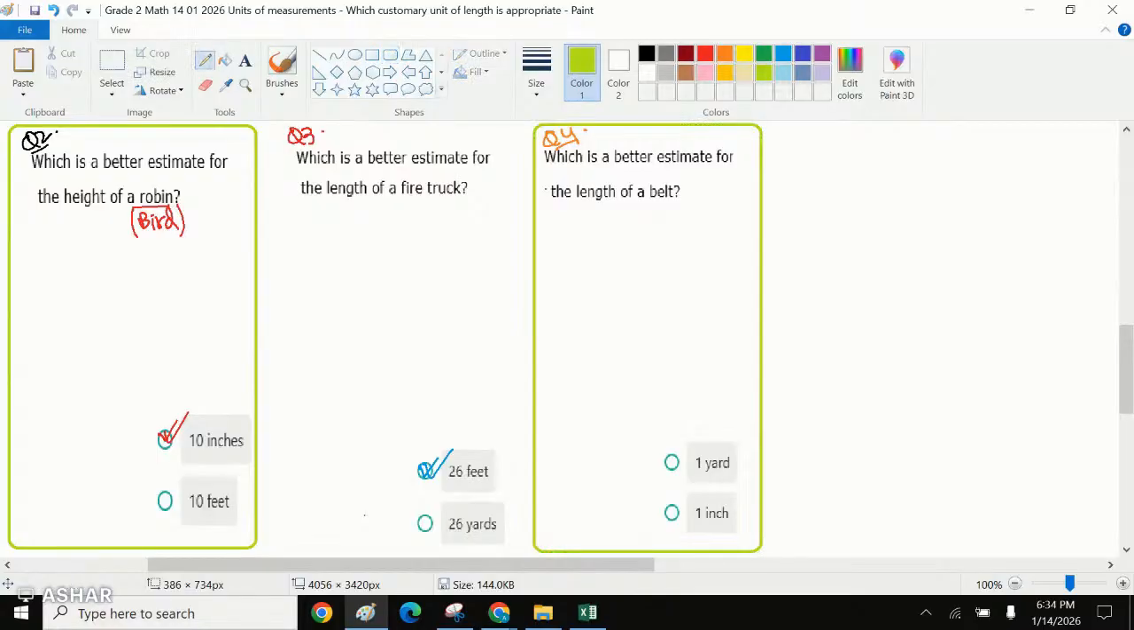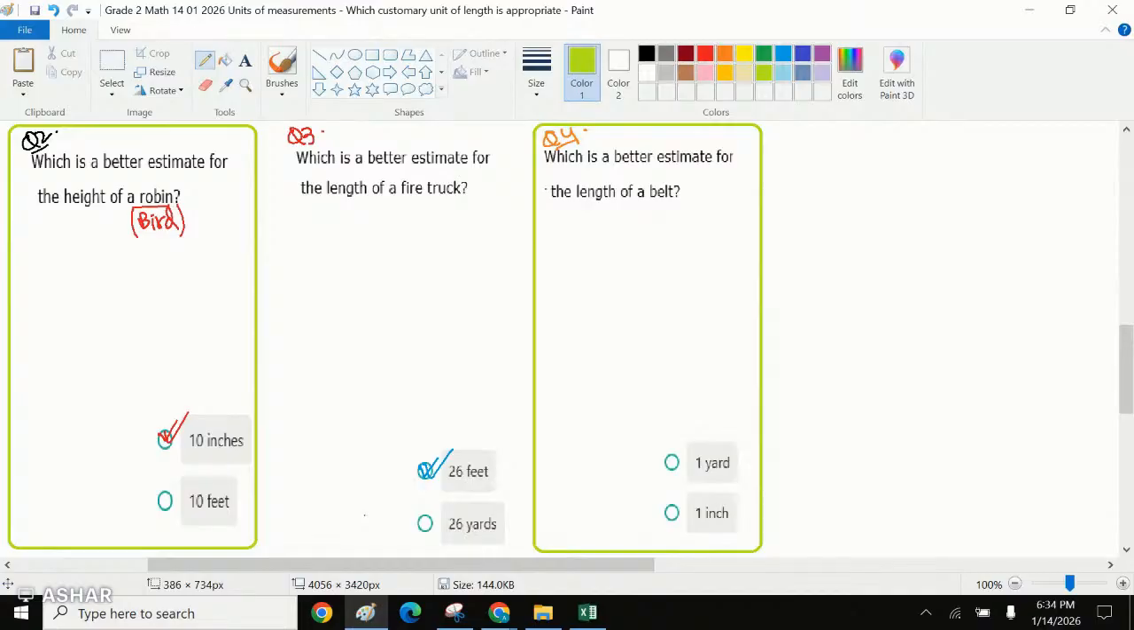1 inch belt, right? If we open up two fingers together and there's a small gap between the fingers, that is 1 inch. Would a belt height or the length be 1 inch? Can it be 1 inch? I don't think so, right?